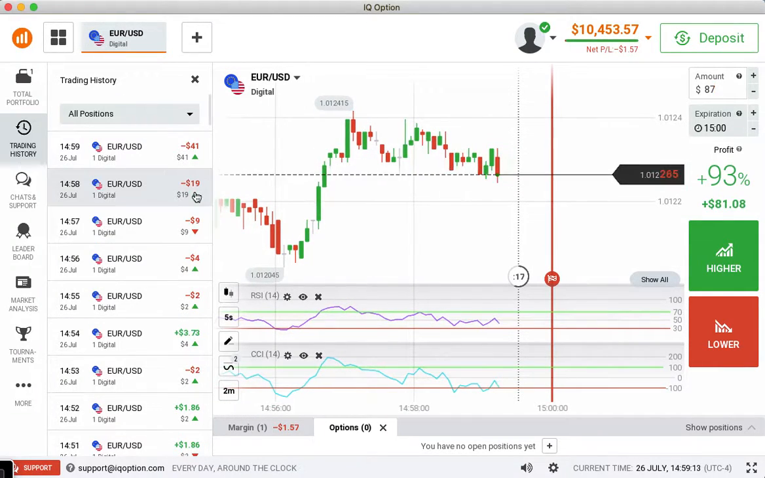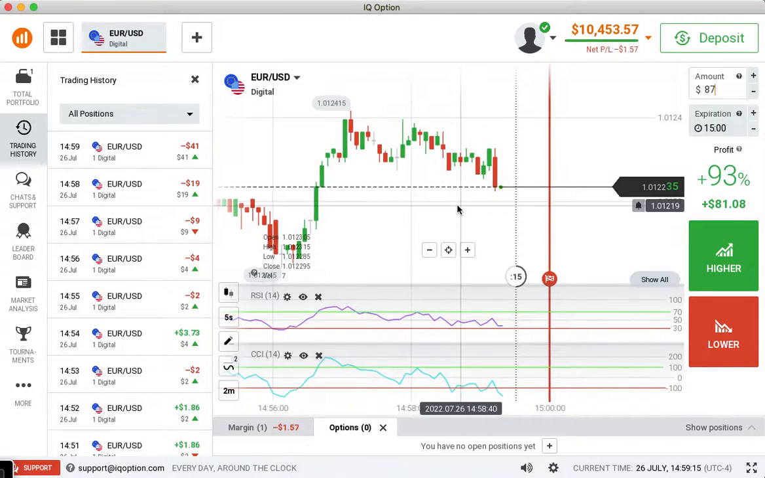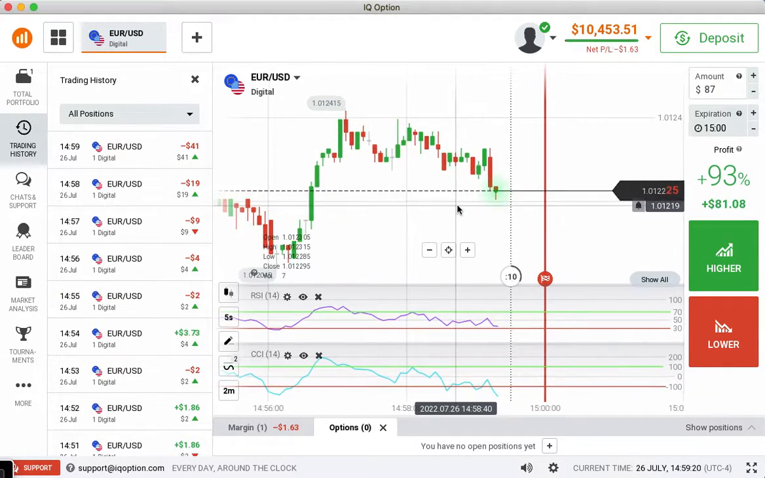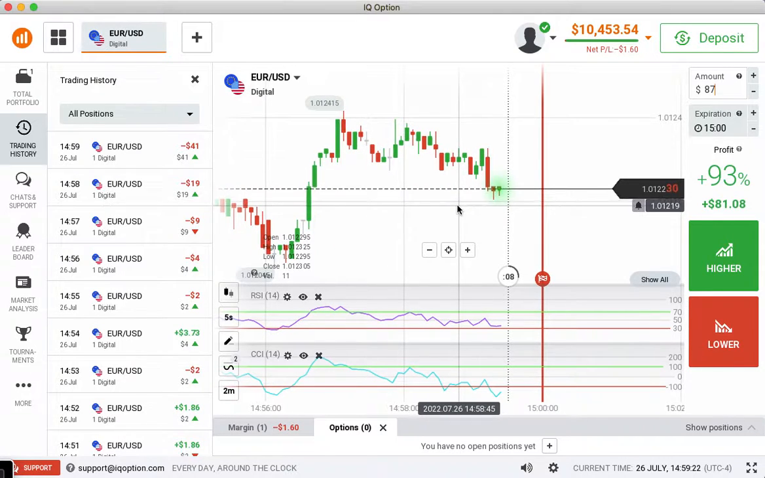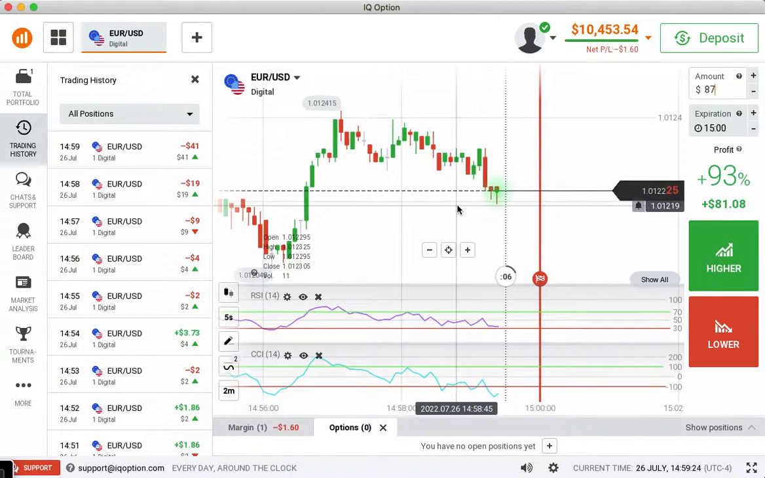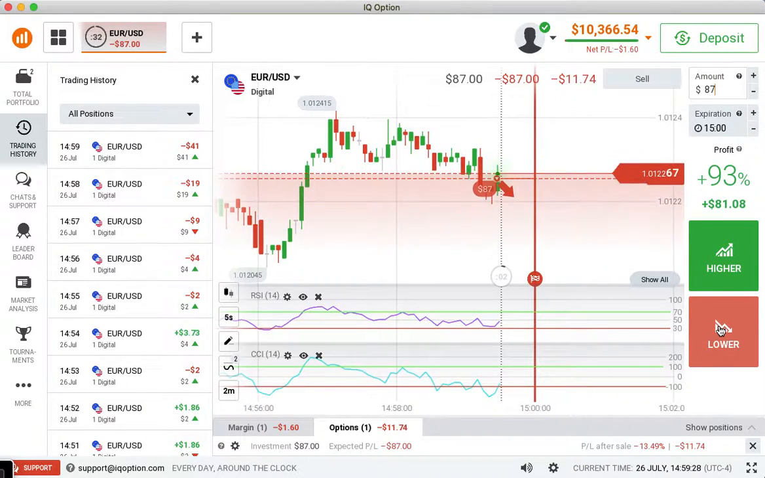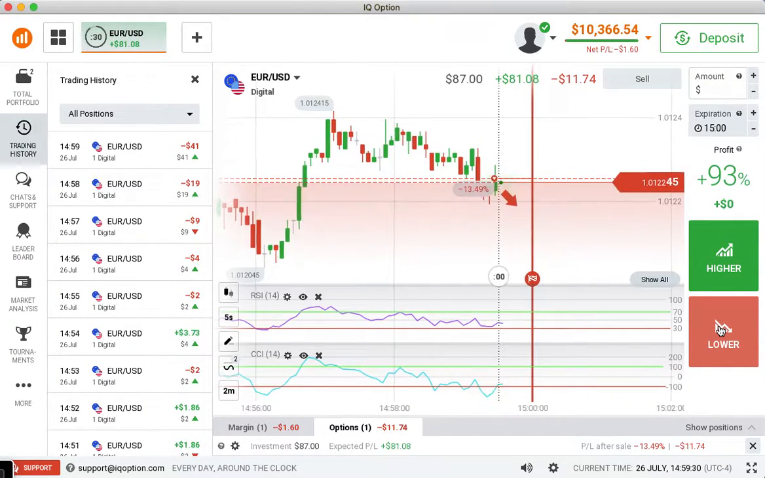Like 1, 2, 3, 4, 5. This is a 5-time rally. Simply understanding that it must win. So we sell here for 87 and we wait. If 87 loses, we do.